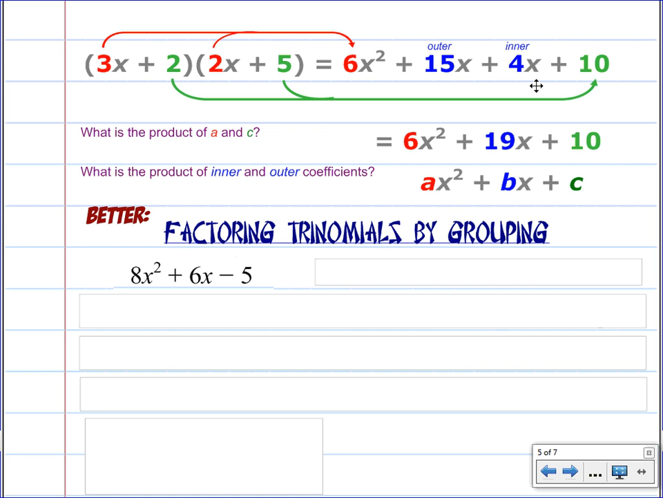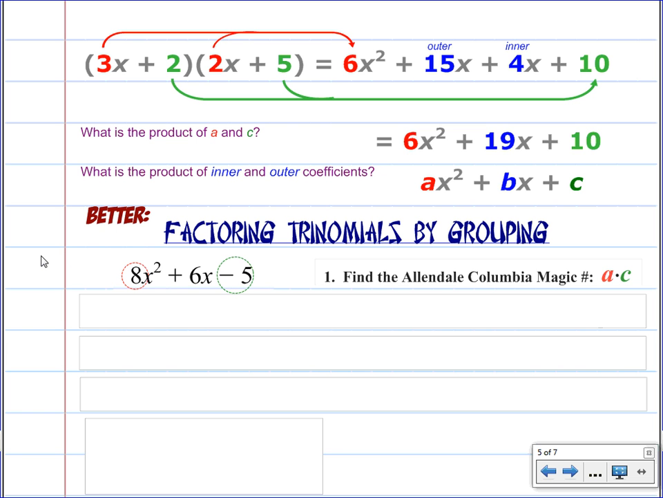What'd you get? 15 times 4 gives you 60. So the product of a times c gave you 60, and also the product of the inner and outer terms gave you 60. Okay, now we're getting somewhere. If my trinomial is ax squared plus bx plus c, I know these first two terms are going to have to multiply to be the same as the inner and outer terms. That's going to help us. Okay, I'll show you how.